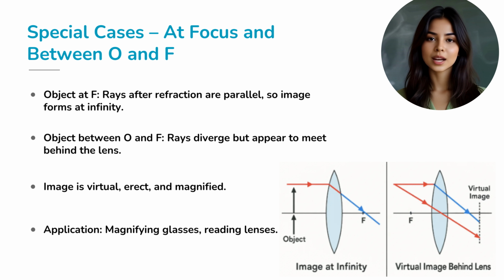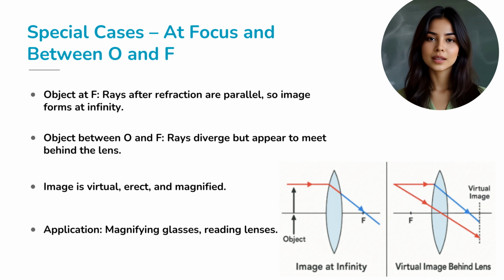This is exactly how magnifying glasses work. You've probably used one to make a page of text look huge. It doesn't create a real image you can catch on a screen, but your eyes see an enlarged, upright version. Reading glasses, too, rely on the same principle.